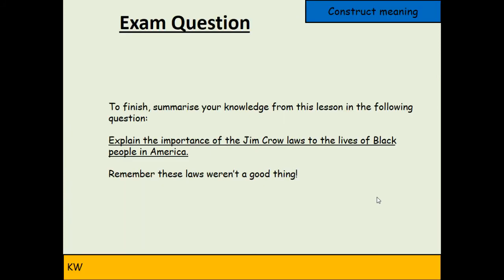So to finish off, summarise your knowledge from this lesson in the following question. Explain the importance of Jim Crow laws to the lives of black people in America. Now remember, these laws weren't a good thing. So what was the importance of these laws? Well, it meant that they didn't have a life. Yes, they were free, and yes, they were never going to be a slave again. They were never going to be held against their will again, unless they did something wrong in a court of law and were found guilty.